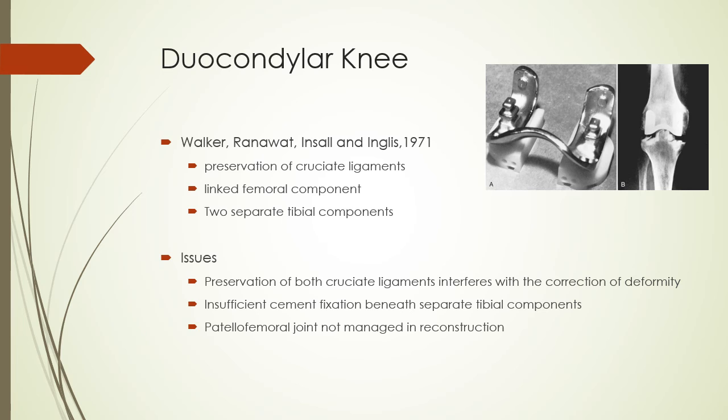uni-tibial components. The issues with this design were that the preservation of both cruciate ligaments interferes with the correction of deformity, so the surgery was sensitive to deformity management. And because the two tibial components are small and on each plateau, there was insufficient cement fixation beneath these components. Also, because the two femoral condyle components were just simply linked together to form one femoral component, there was no flange design, such that the patellofemoral joint was not managed in the reconstruction using this design. And this is an anatomic approach design.